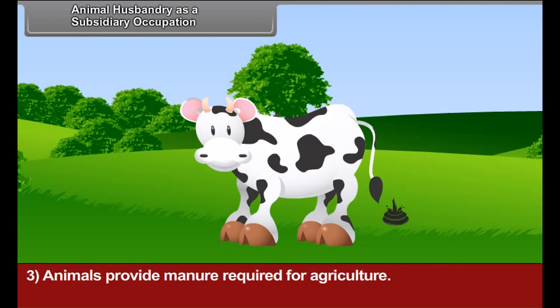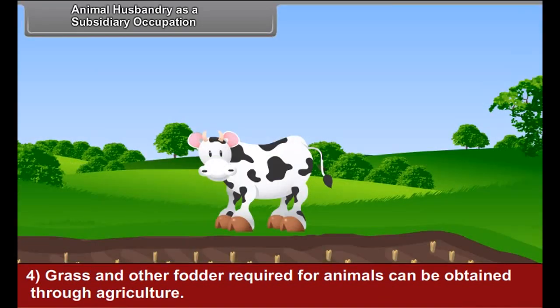Animals provide manure required for agriculture. Grass and other fodder required for animals can be obtained through agriculture.